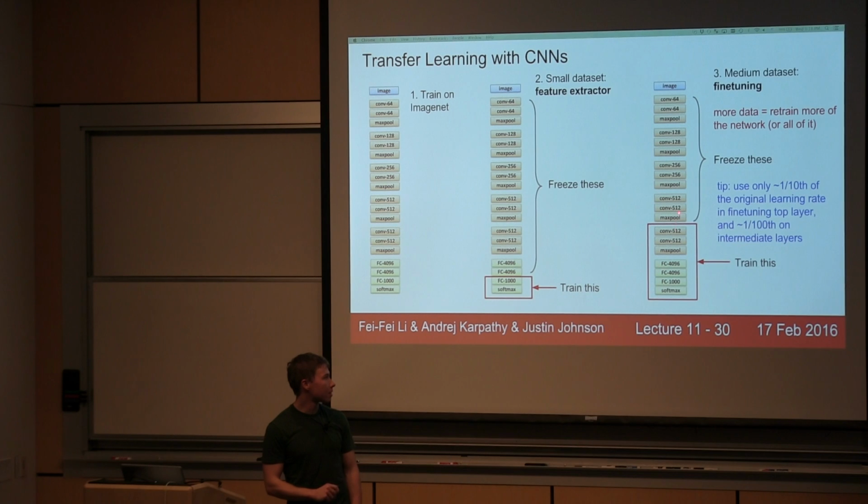And then you'll have these intermediate layers that you are initializing from the pre-trained network, but you're planning to modify during optimization and fine-tuning. So these intermediate layers, you'll tend to have a very small learning rate, maybe 1/100th of the original.